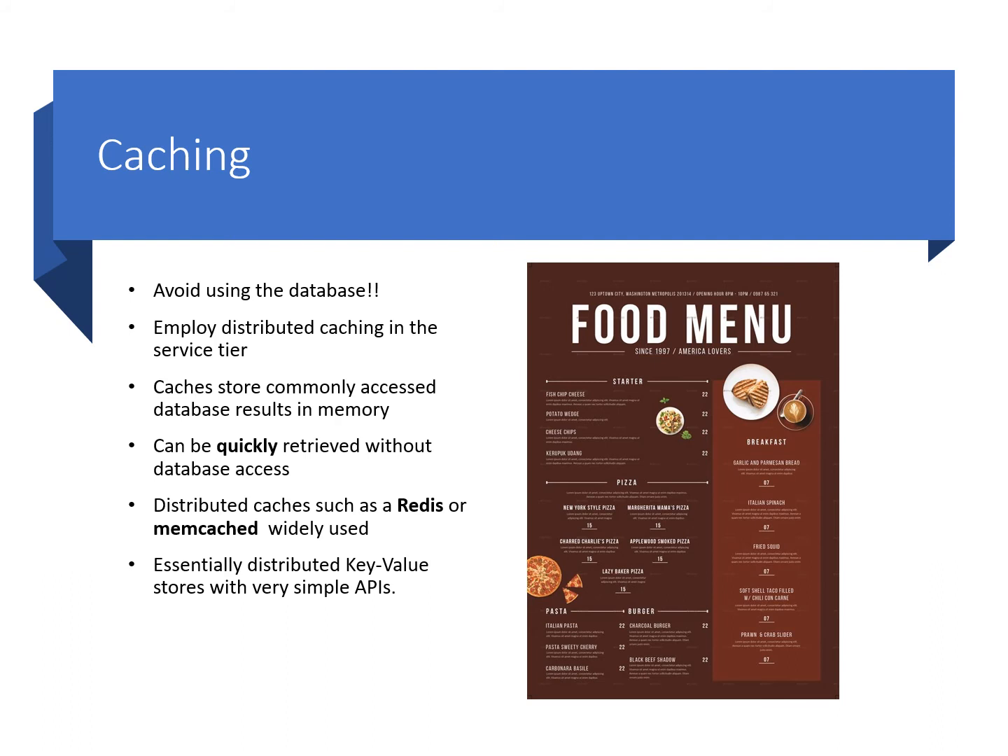For data that is frequently read and changes rarely, your service processing logic can be modified to first check a distributed cache. Typically, people use something called Redis or Memcached. These cache technologies are essentially distributed key value stores with very simple APIs. We'll see how this works on the next slide.